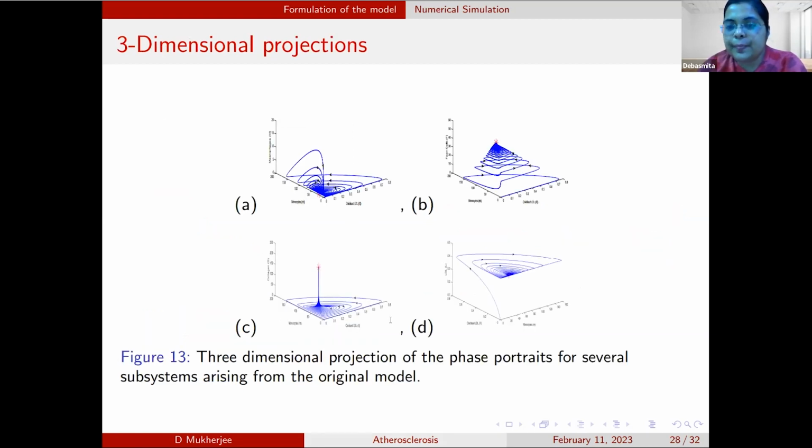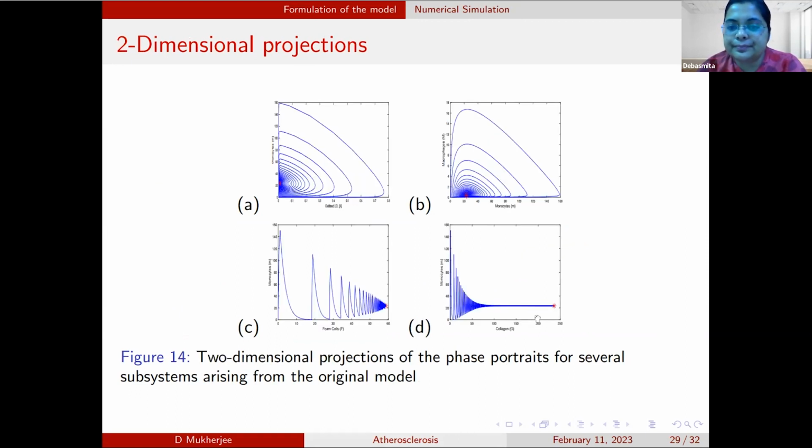Now these are a few phase portraits for the reduced model. I have taken any three variables from the original model with 10 equations, and then we have seen how the phase portraits are behaving. You can see the stable nature of the phase portrait. It also suggests the local stability of the original model. These are a few two-dimensional projections from the original model. Here also, any two variables are randomly chosen from the original model, and we have observed that the phase portraits are converging.